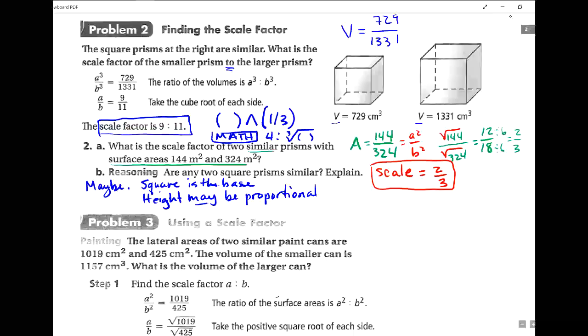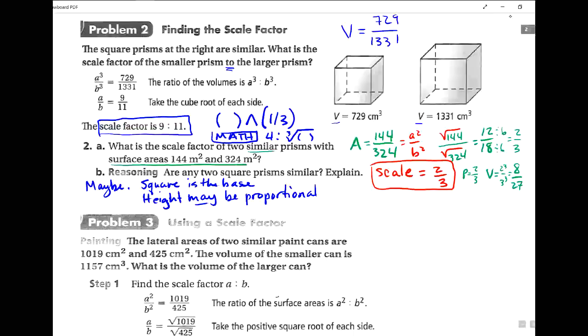Now from here, I can also find my perimeter ratio. Perimeter would be a 2 to 3 ratio. And what would volume be? Volume would be cubed. 2 cubed over 3 cubed would be an 8 to 27 ratio.